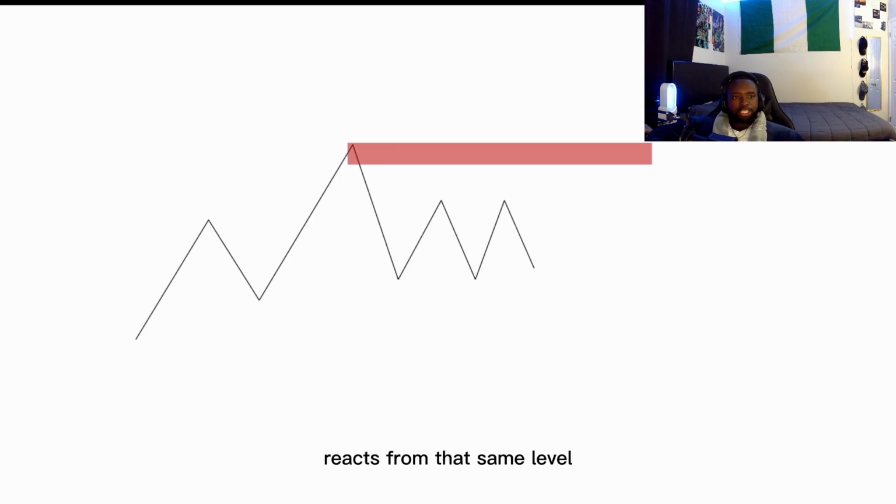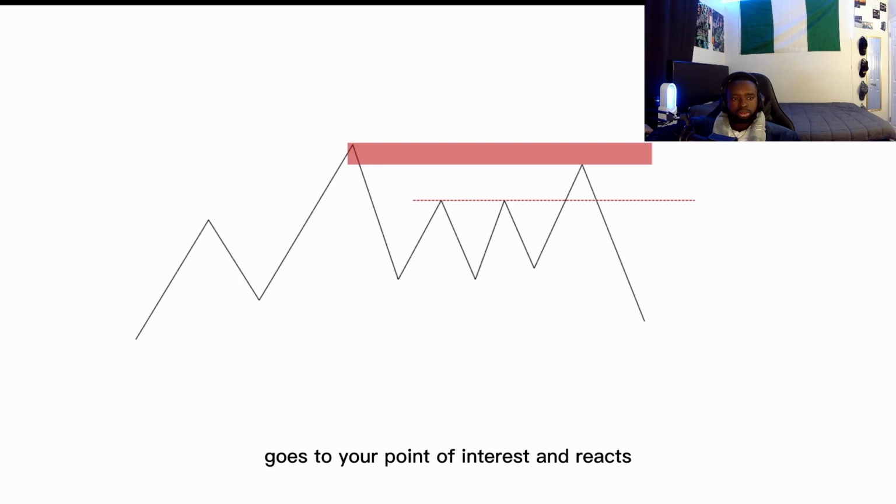Price comes back, reacts from that same level, and rejects, forming liquidity, engineering liquidity. They're trying to entice you into taking a short before price actually takes the liquidity, goes to your point of interest, and reacts.